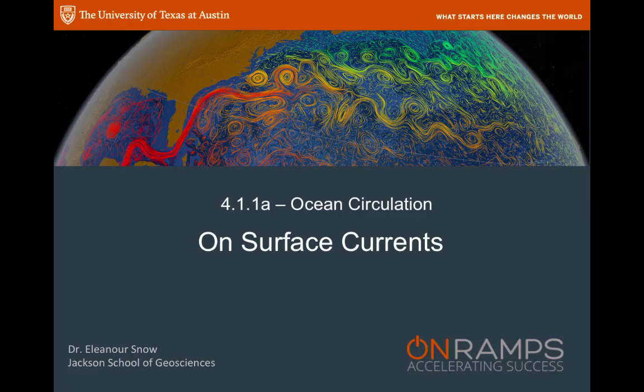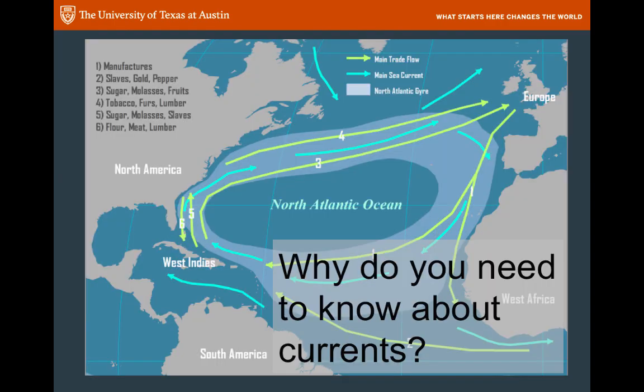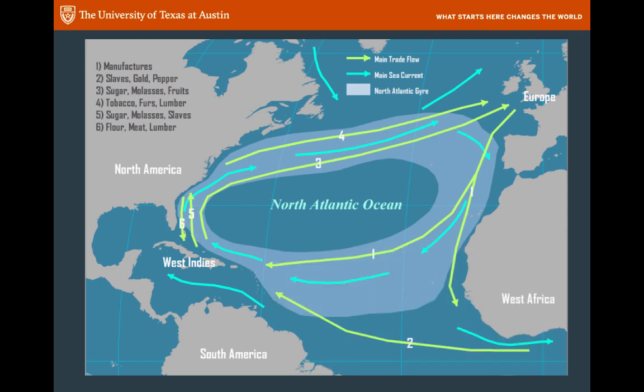Today we're talking about ocean circulation, and we're going to start with surface currents. Now, why would you need to know about ocean currents? Well, there's a lot of reasons. The most historic reason is trade routes. This is how early explorers got around. They got around by following the currents of the ocean and using wind and currents to get around the world.